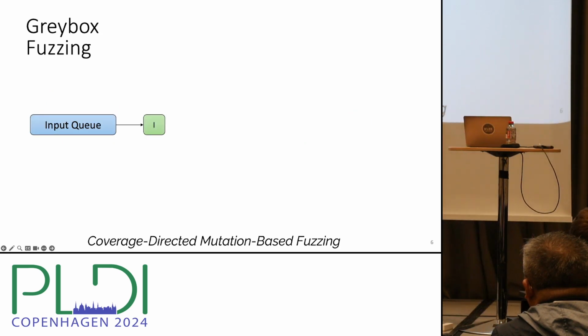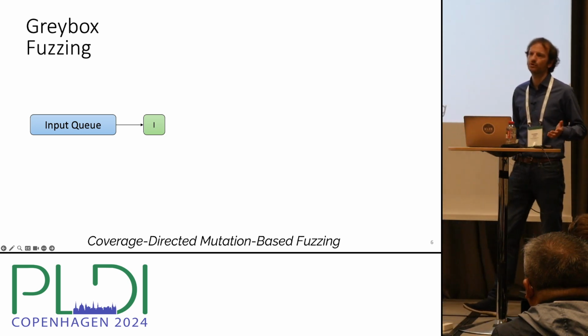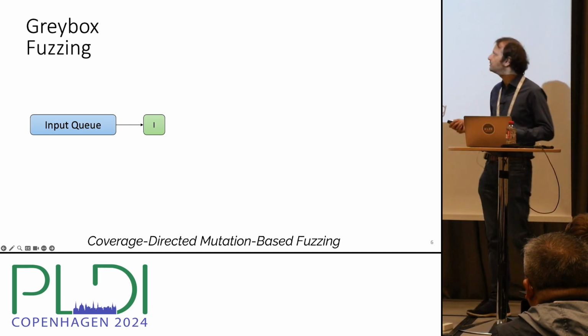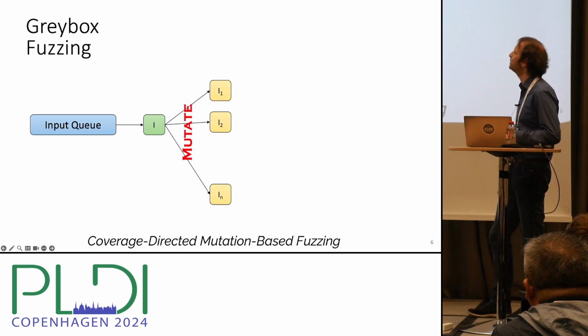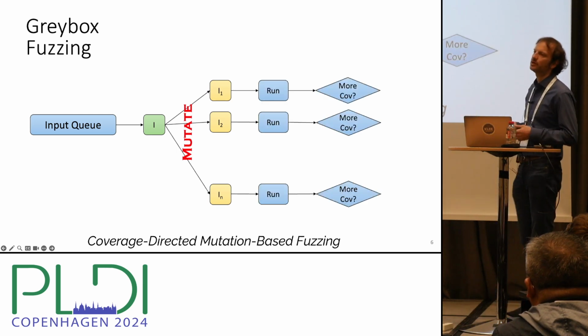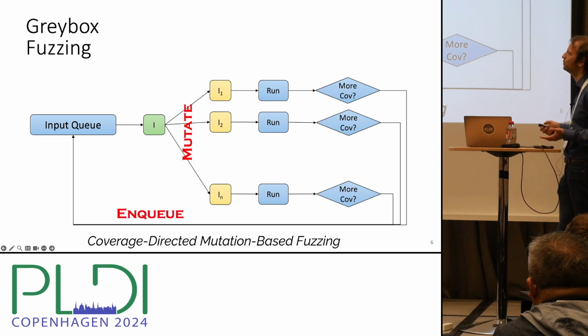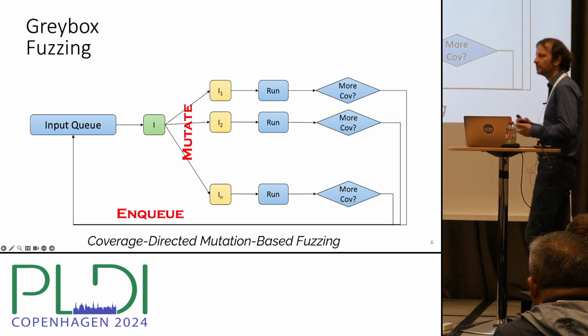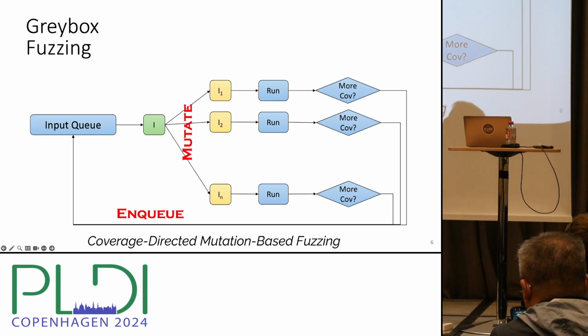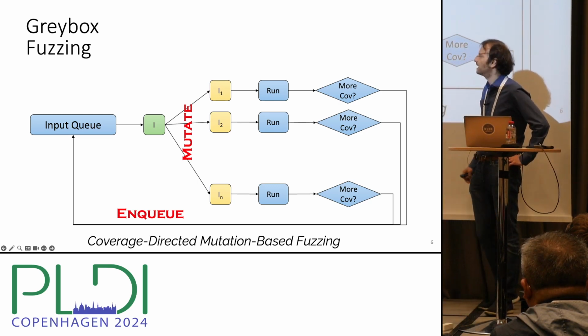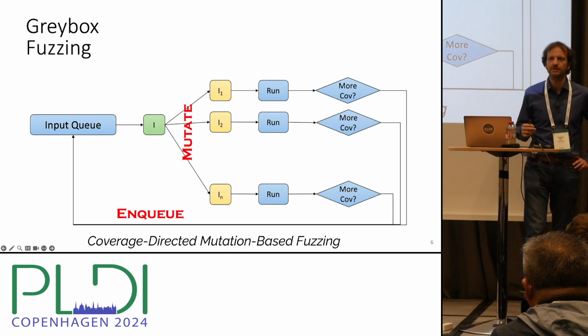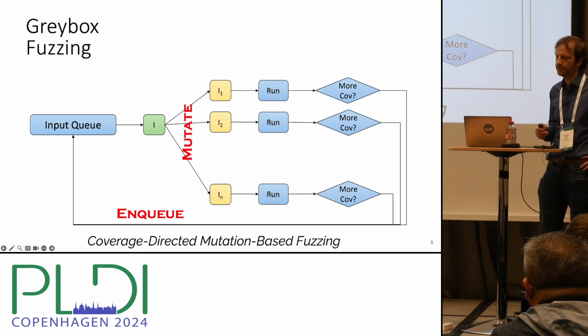Greybox fuzzing now is perhaps the most popular form of fuzzing these days, widely used in industry. The idea is that you start with a set of inputs. You select an input, do lots and lots of mutations, and then measure whether these new inputs get more coverage of the program. If so, you add them to the input queue, and you iterate until your time budget is over. That's a form of greybox fuzzing called coverage-directed mutation-based fuzzing, which is, I would say, the most popular form of fuzzing these days.